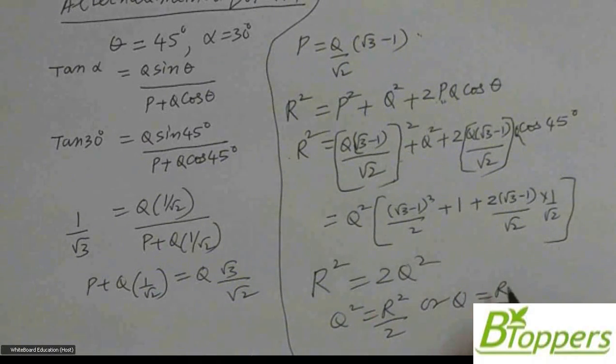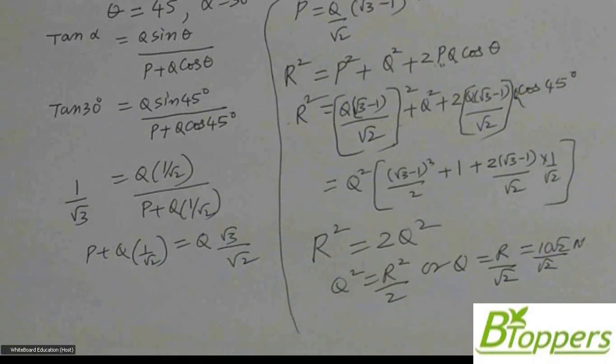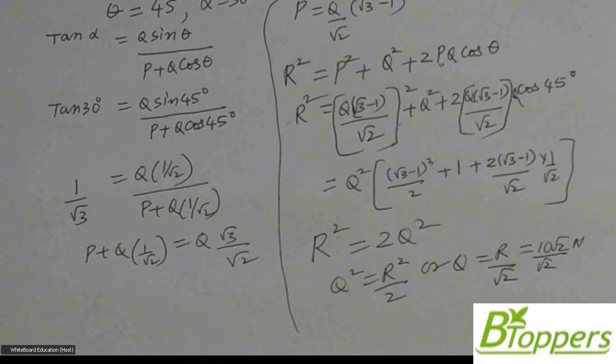Now it's given that the value of R is 10 root 2 Newton. So you can substitute the value of R equal to 10 root 2 Newton, and you get the same answer. That means Q equal to 10 Newtons. Okay.